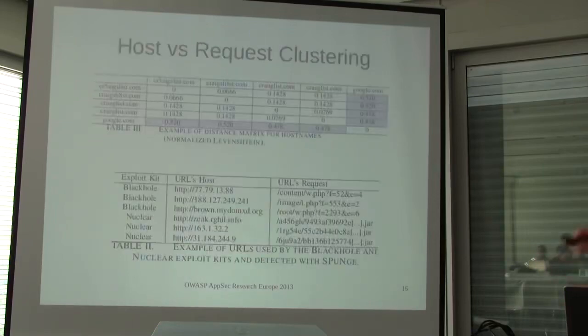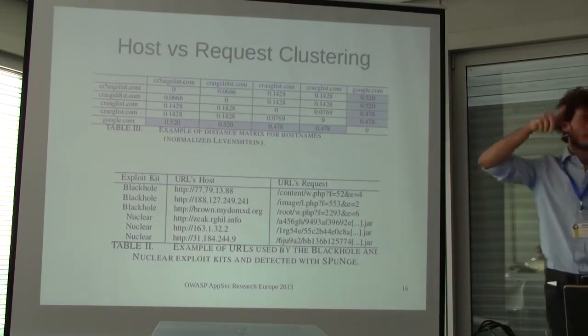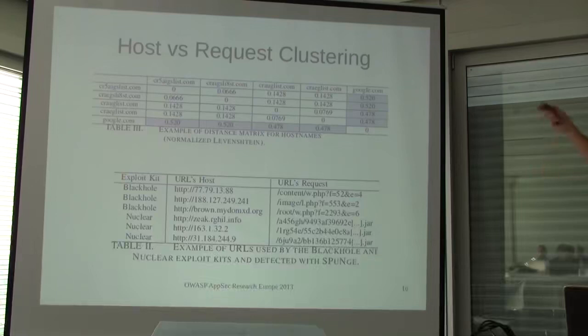So an example is this. Suppose you have 5 domains, 5 host names. 4 are typo-squatting versions of Craigslist, and one is google.com. If you want to cluster these host names together, you compute the distance. If you have n host names, computationally you have n squared divided by 2 distances, which is difficult to say, time to process.